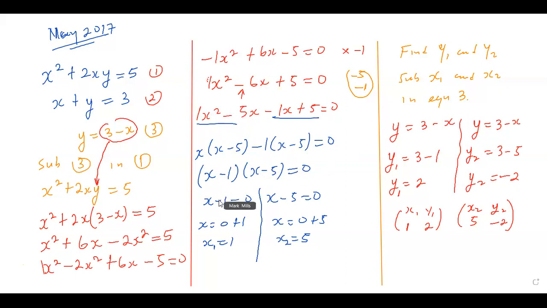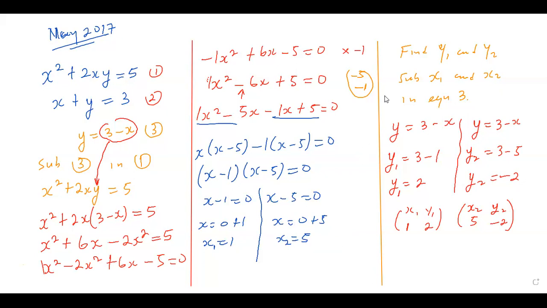Then we proceed by setting the first bracket equal to 0 and the second bracket equal to 0. We work it out: x minus 1 is equal to 0, so x is equal to 0 plus 1, so x is equal to 1. The other one, we have x minus 5 is equal to 0, so x is equal to 0 plus 5, then x is equal to 5.